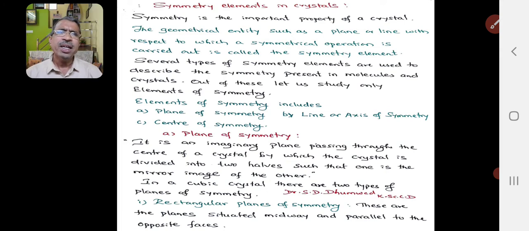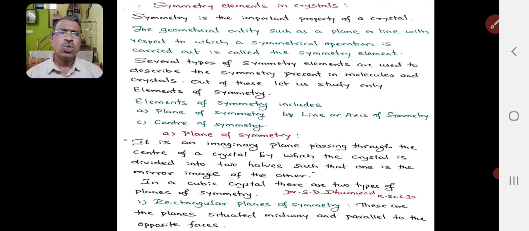There are 3 types of elements of symmetry. Number 1, plane of symmetry. Number 2, axis of symmetry. Number 3, center of symmetry. Now, let us restrict our study of these symmetry operations to the cubic system.